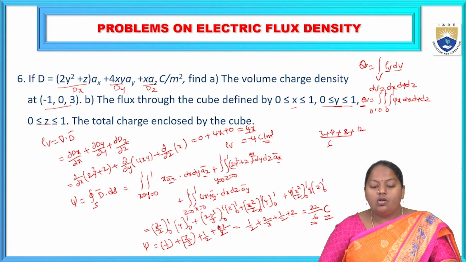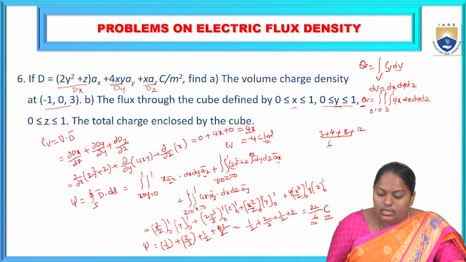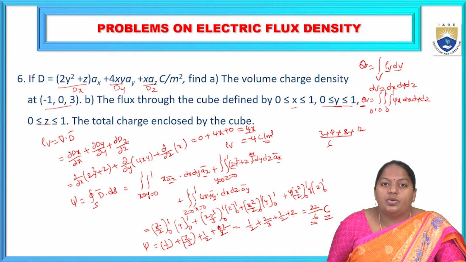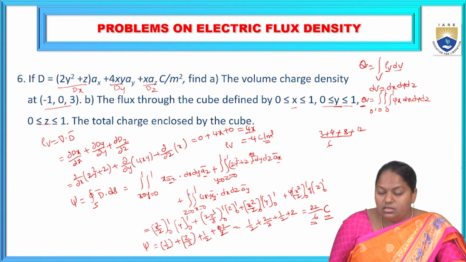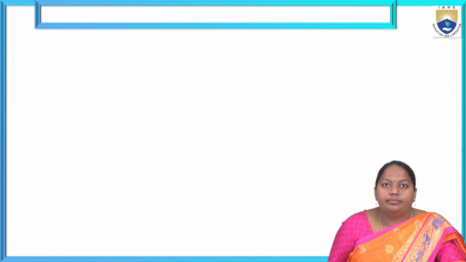Why? Because according to Gauss law, the charge enclosed by a surface and the total flux passing through any closed surface must be the same. This is the way: if the electric flux density is given, we find the volume charge density, and based upon that we verify Gauss law, as we have solved based upon what was given.